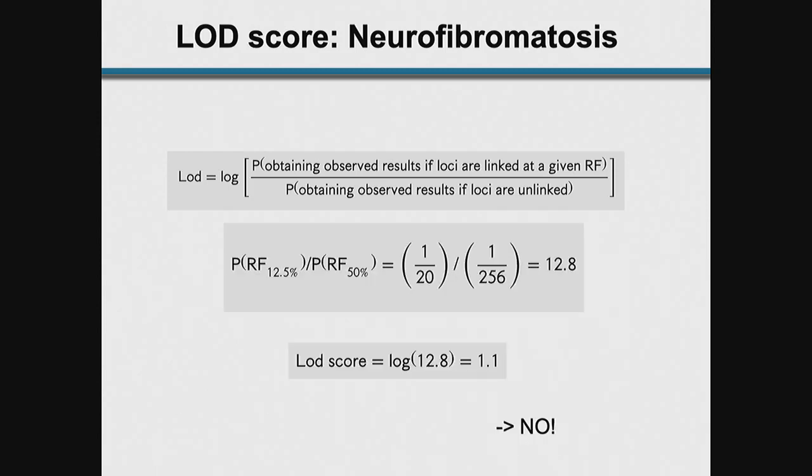So it's numerator over denominator, 1/20th over 1/256th. That comes out to a ratio of 12.8 and a LOD score of 1.1. So the answer for this case is no. Remember, it's a log base 10, so about 1.1. The rule of thumb to pass the cutoff is 3. So this does not pass the cutoff for the SNP being linked to the disease site, okay?